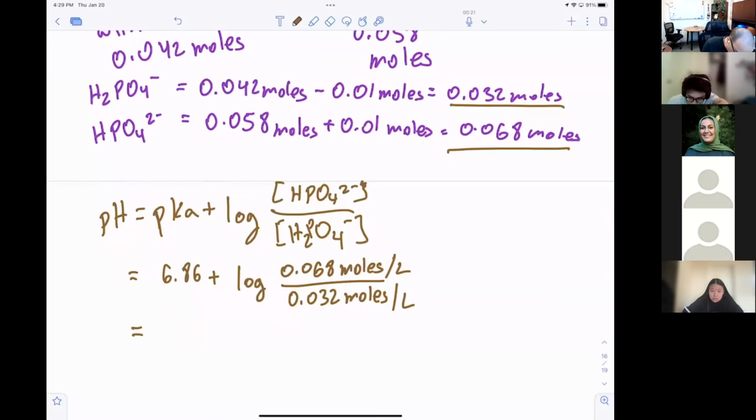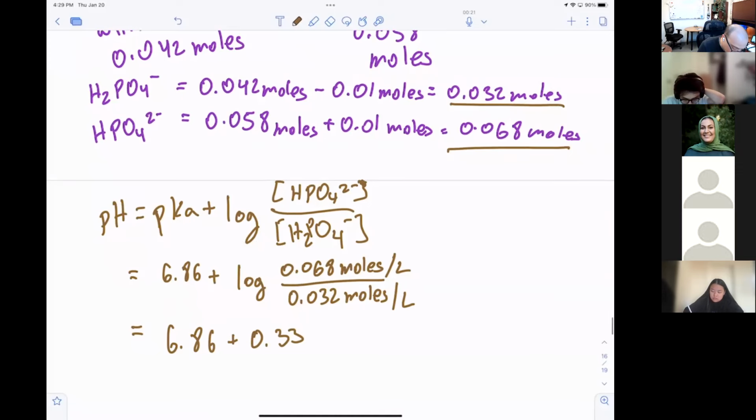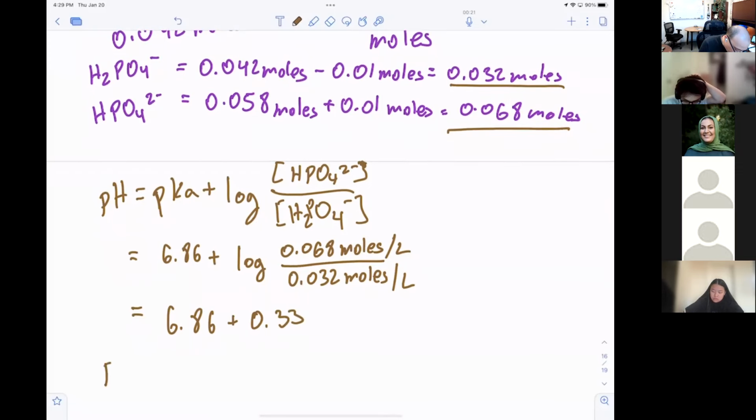Now I can solve the log, and please practice that, even now with me. If you have questions, show me the calculator and I'm going to show you how to do it. It's fairly easy: just do the fraction and take the log of that, and you're going to get 6.86 plus 0.33. Do it several times, make sure your calculator is working and that you are able to do it fast but correctly, so you won't waste time figuring things out during the exam. So the pH is equal to 7.19.